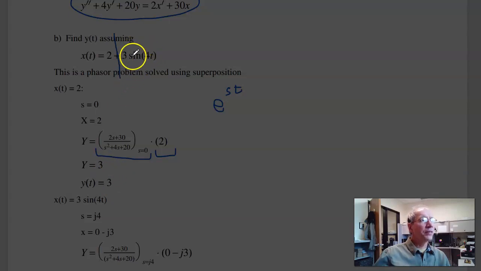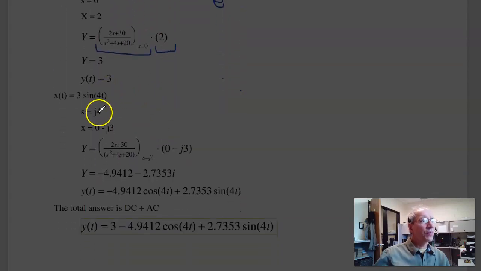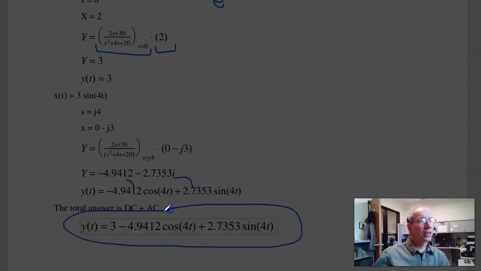Second half, if x of t is 3 sine of 4t, s is j4, x is 0 minus j3, and the real part is cosine, minus j is sine, so this represents a sine wave, amplitude 3. Here's the gain everywhere. All I care about is what's the gain at 4 radians per second, times the input at 4 radians per second gives you a complex number. The real part means cosine, minus j means sine. Put the two together, and here's your total answer. It's the DC term plus the AC term.